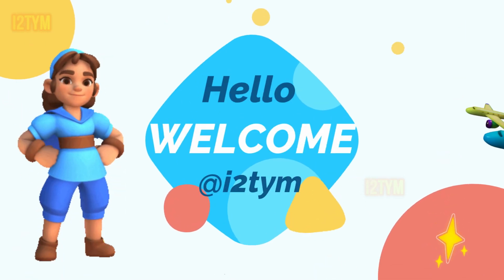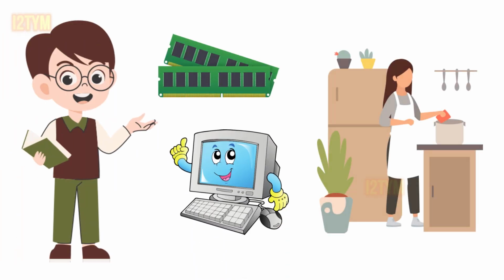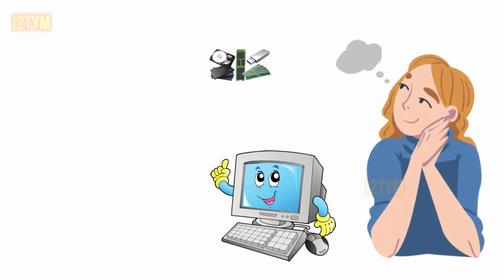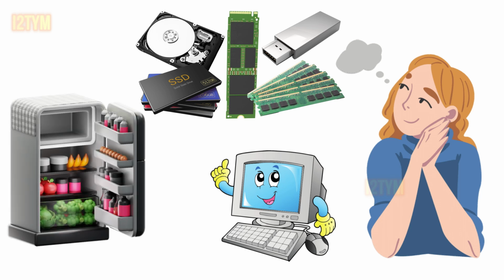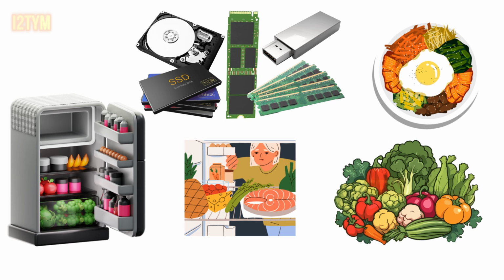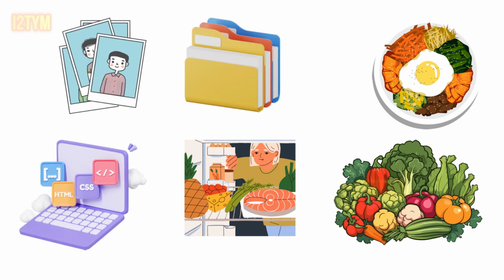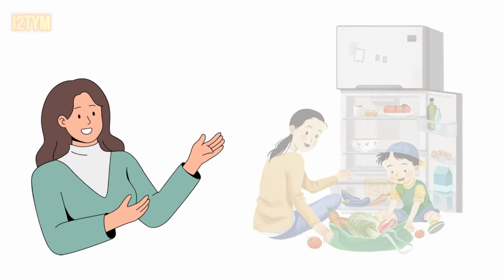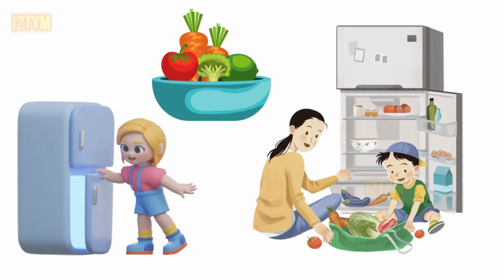Hi everyone. Today, I am going to explain how RAM works using a simple, everyday example, the kitchen. Imagine your computer's storage, things like your hard drive or SSD, is like your refrigerator. It stores all your food and ingredients long-term, just like your computer stores all your programs, photos, and files. The refrigerator keeps everything cool and fresh until you need it. But opening the fridge takes a bit of time and effort.